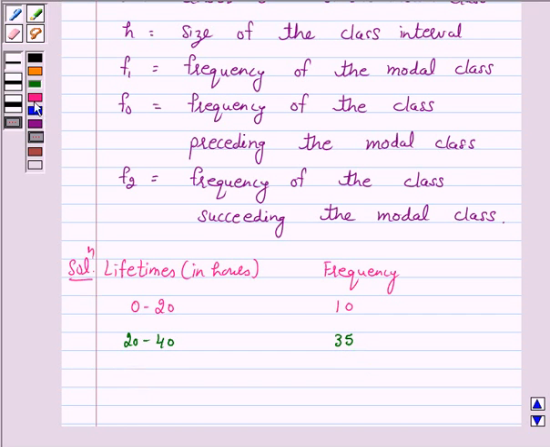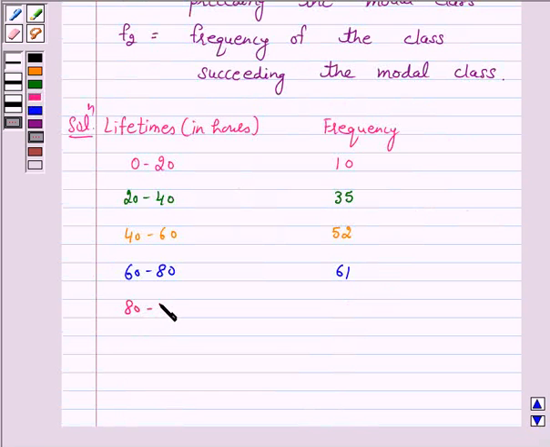40 to 60, the frequency is 52. And in the group 60 to 80, the frequency is 61. In the group 80 to 100, frequency is 38. And in the group 100 to 120, the frequency is 29. Now, here the maximum class frequency is 61. And the class corresponding to this frequency is 60 to 80. So the modal class is 60 to 80.